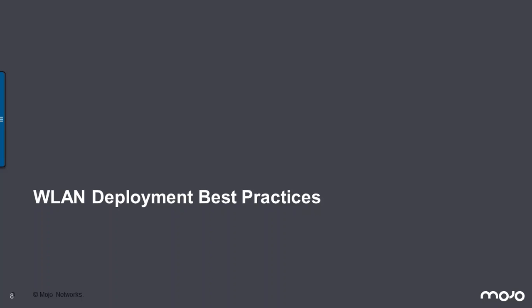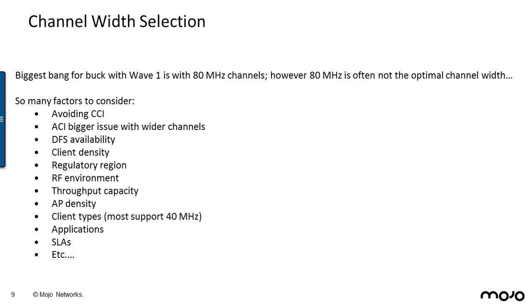All right. Let's see. Now we'll jump into deployment best practices. One of the things I always talk about is channel width selection, because that's one of the places where you have to start, right? You have to decide which channel width you're going to use. We talked about this last session when we did channel capacity planning.